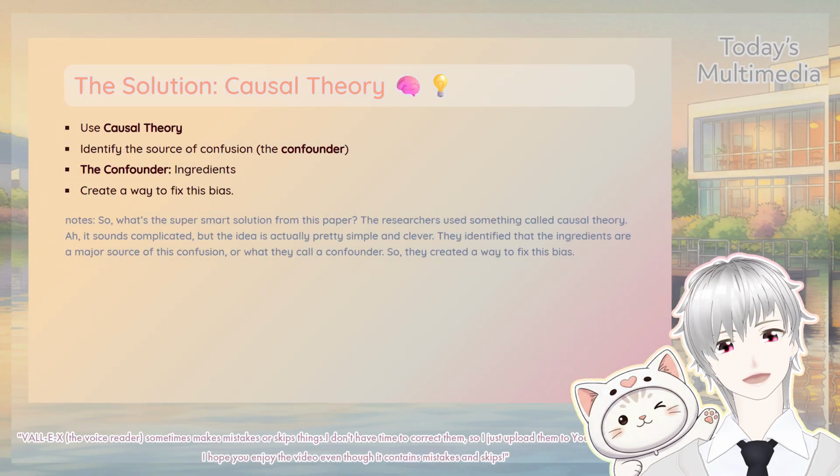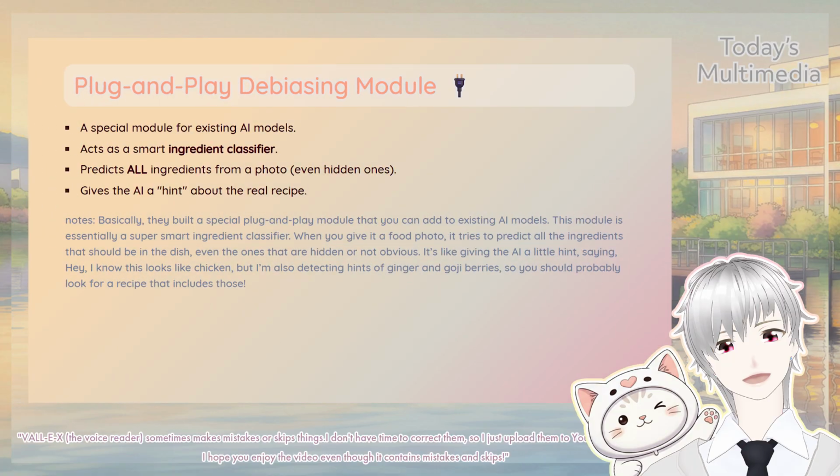So what's the super smart solution from this paper? The researchers used something called causal theory. It sounds complicated, but the idea is actually pretty simple and clever. They identified that the ingredients are a major source of this confusion, or what they call a confounder. So they created a way to fix this bias. Basically, they built a special plug-and-play module that you can add to existing AI models. This module is essentially a super smart ingredient classifier. When you give it a food photo, it tries to predict all the ingredients that should be in the dish, even the ones that are hidden or not obvious.